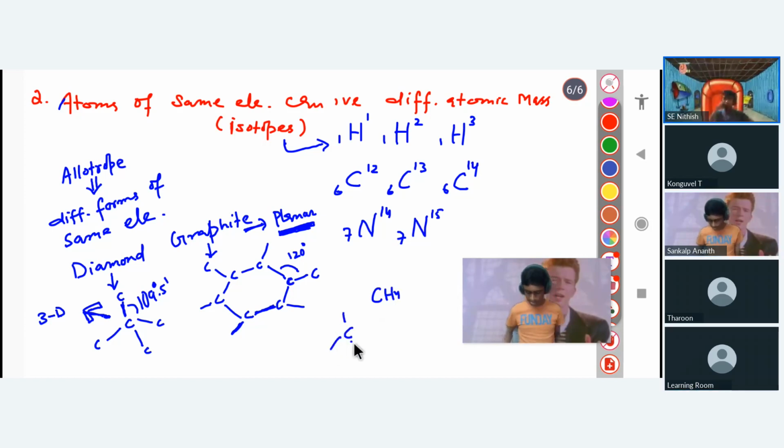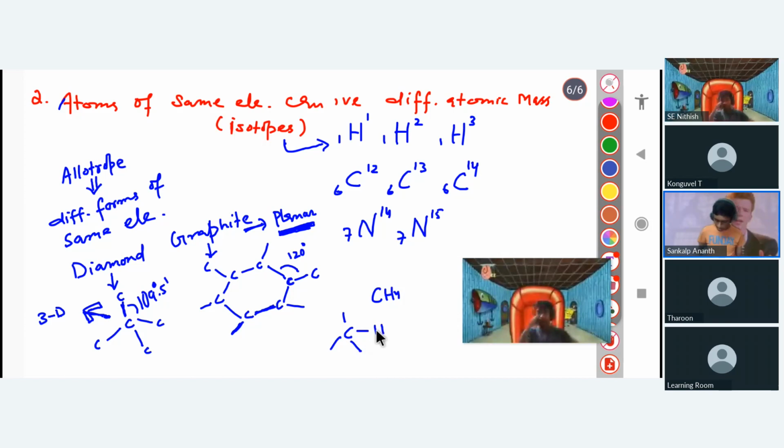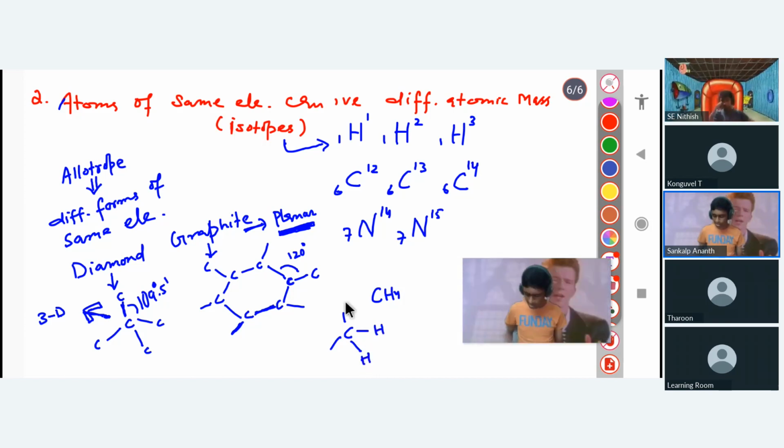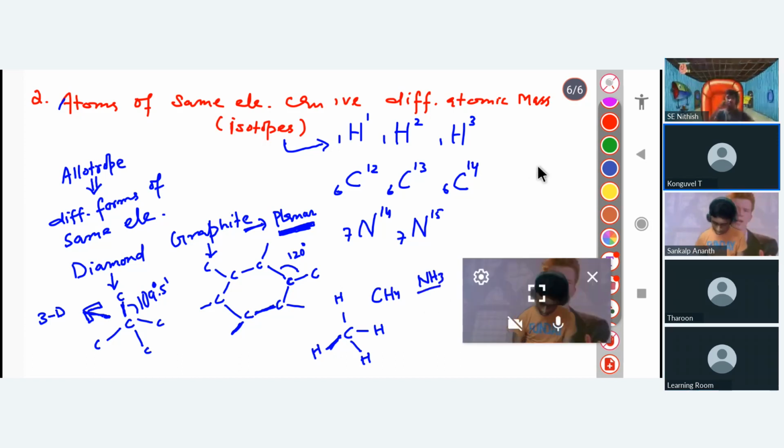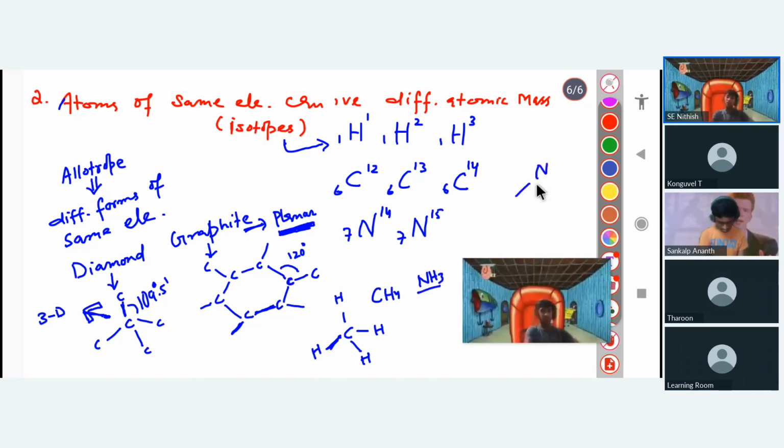Sir, even ammonia has 109 degrees 5 minutes, you told. But it has three things outside, four atoms attached? In case of ammonia, there are only three atoms, three hydrogen atoms. It is ammonium that has four.